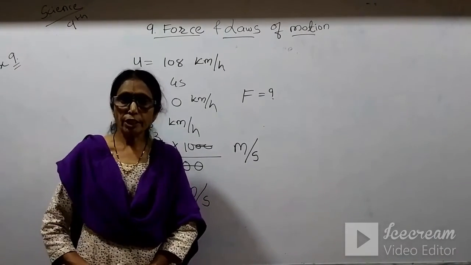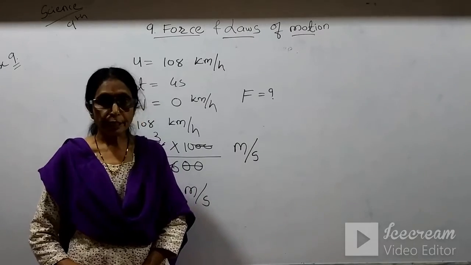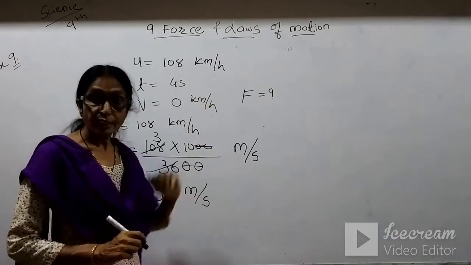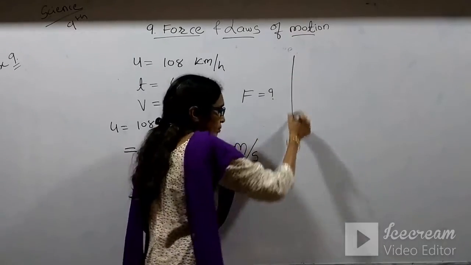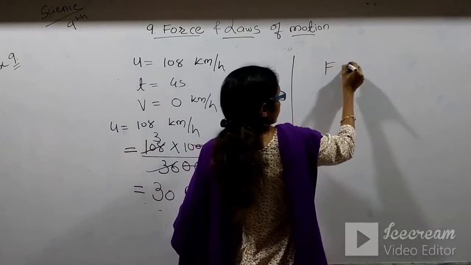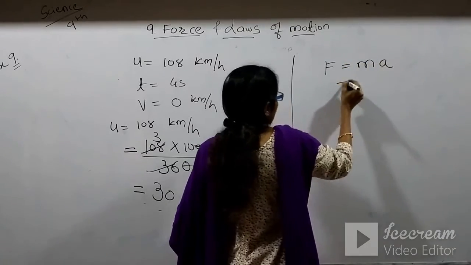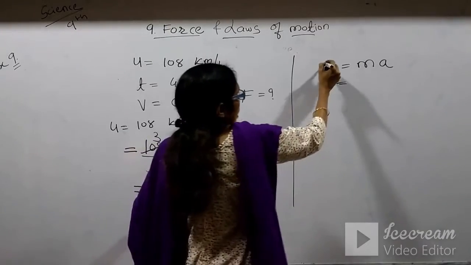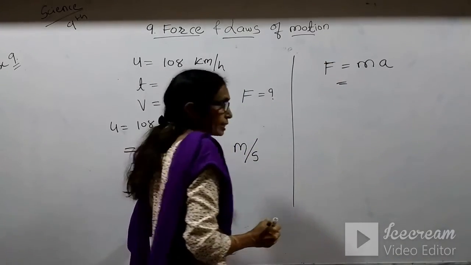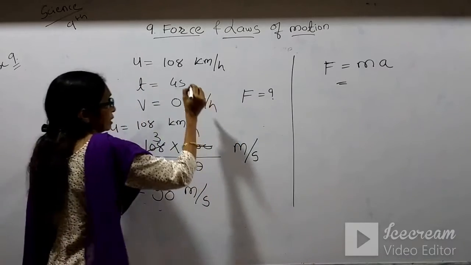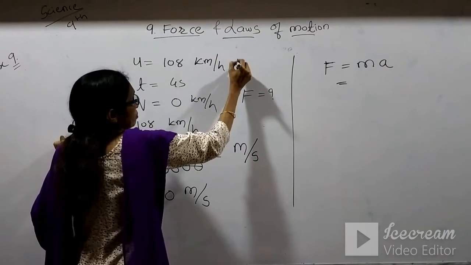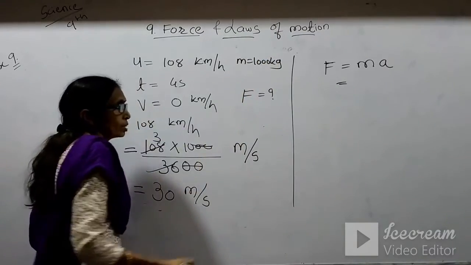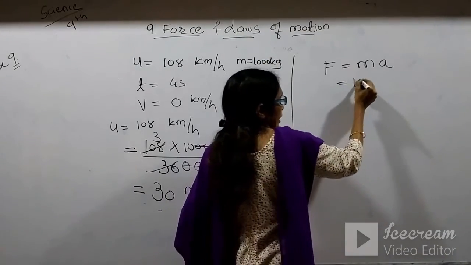Our initial velocity u is equal to 30 meters per second, final velocity v is equal to 0, and we have to find the force here. Now F is equal to ma. What is m here? m is already given, students. I haven't written it here. m is equal to 1000 kg. It is already given in the numerical. So 1000. What is a?